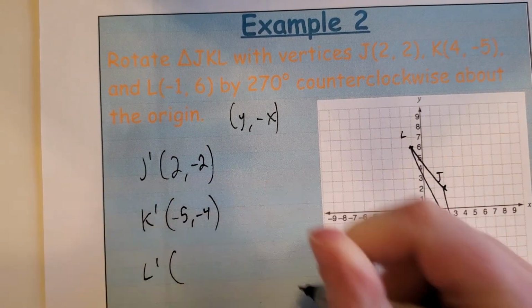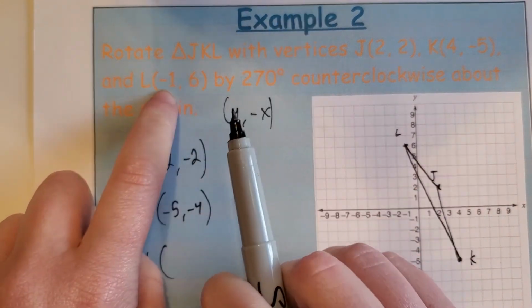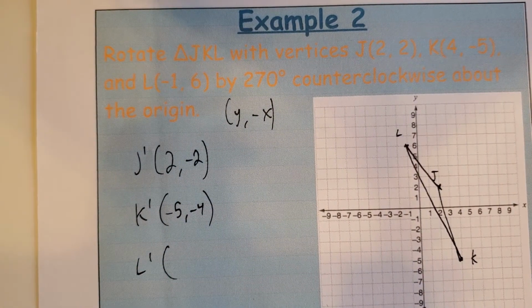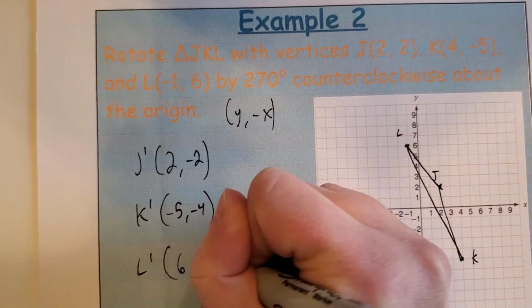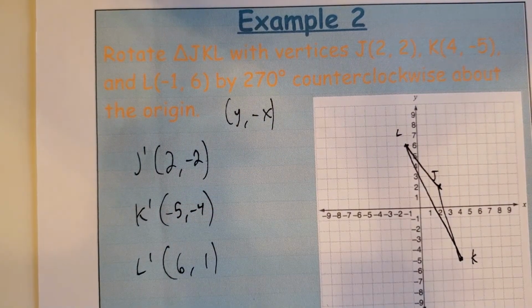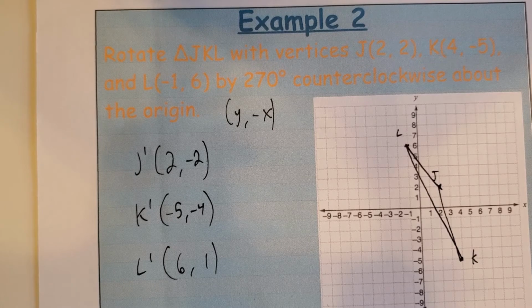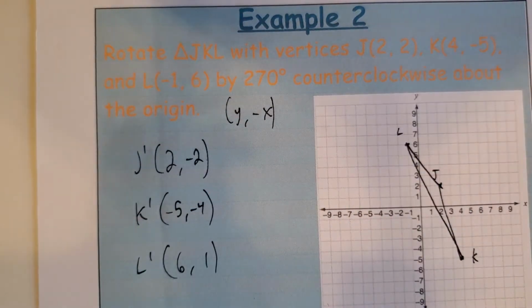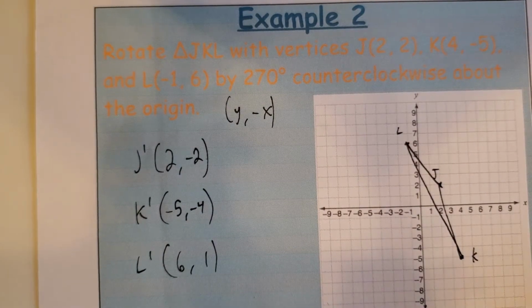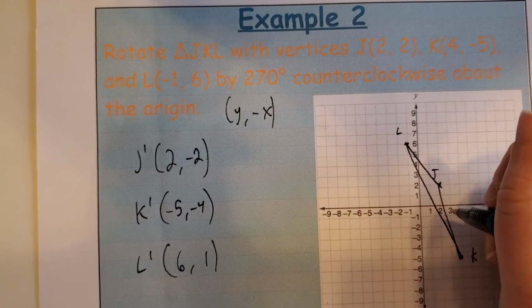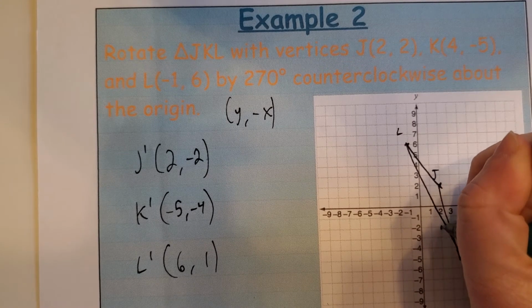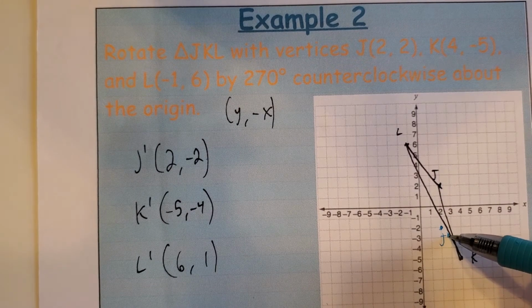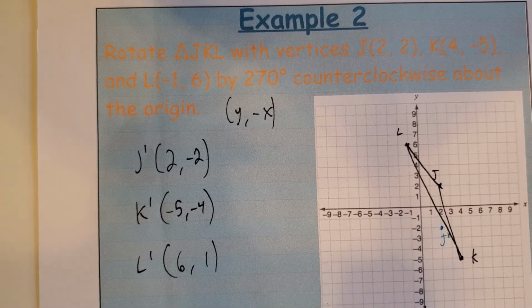And L prime, same thing. Switch them, and since negative 1 was our original x value, we're going to make it negative. So negative, negative 1 is a positive. So this L prime is going to be 6, 1. Okay? Now, I'm going to get my blue pen so I can graph all this in a different color just so it's a little easier to make sense of. All right, so 2. And don't forget when you're graphing these to signify your J prime, K prime, L prime, all of your image points.